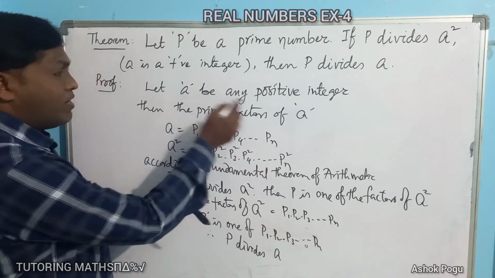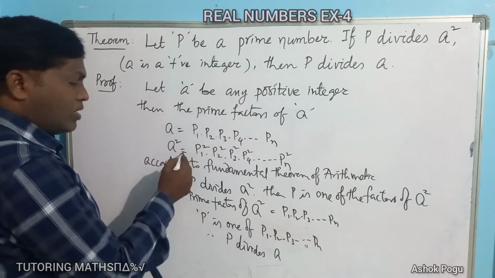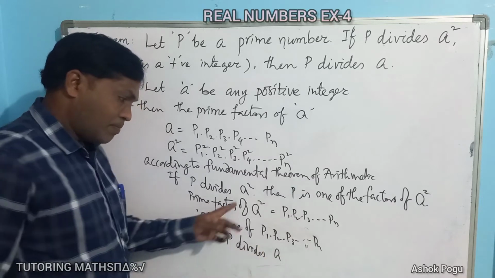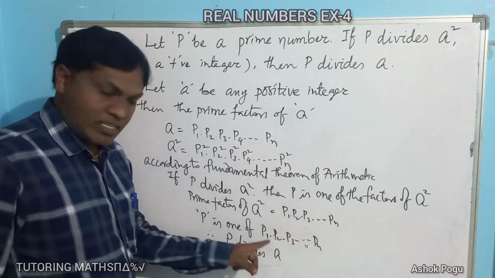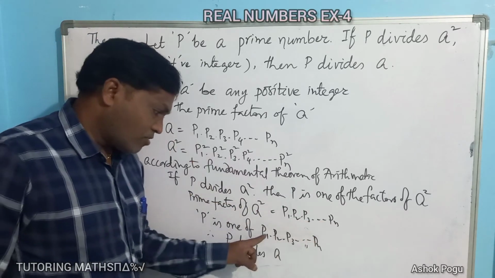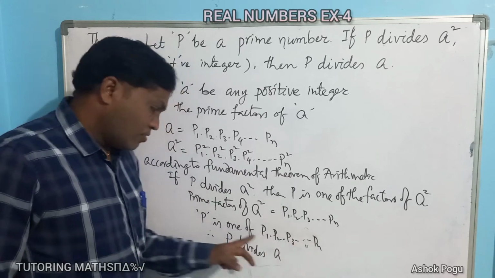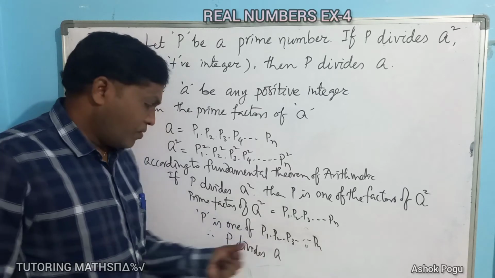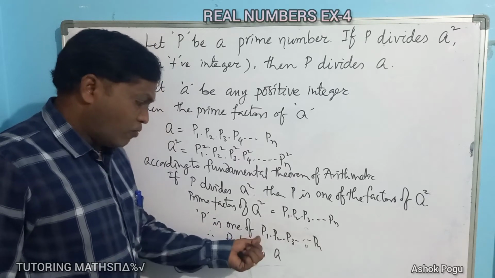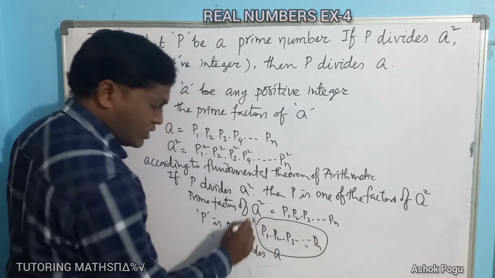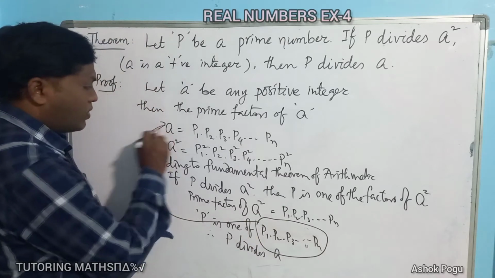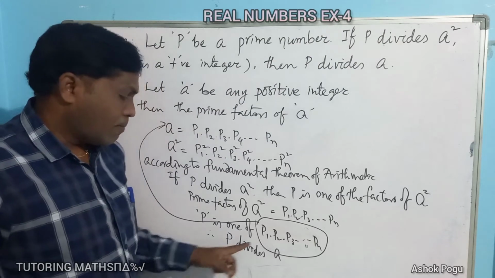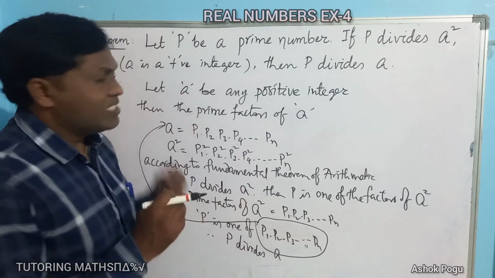If p divides a square, then according to the fundamental theorem of arithmetic, p is one of the factors p1, p2, p3 and so on up to pn. So if p is a factor of these, then surely you can say that p divides a. So if p divides a square, then p divides a. And this is the theorem.